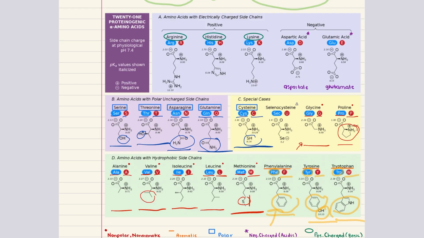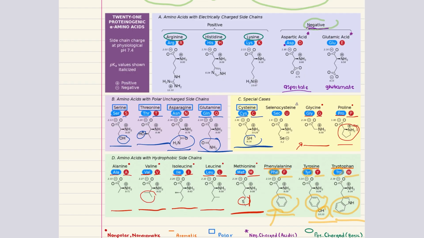Moving on to negatively charged amino acids, also called acidic amino acids. These amino acids have side chains that are deprotonated at physiological pH, and that gives them a negative charge. There's two amino acids to cover in this category. First, we have aspartic acid, and this term refers to the protonated version of this amino acid, while aspartate is its conjugate base. This is the deprotonated form that predominates at physiological pH.